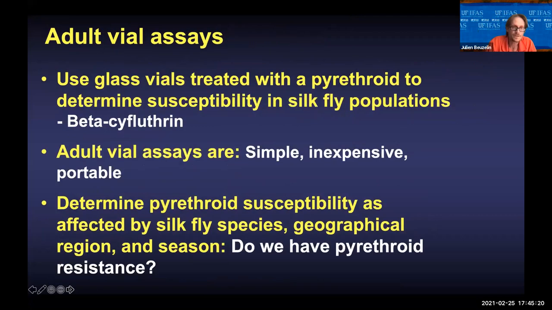However, with sealflies, we still have management issues, even if we're aggressive with all the options that we have. And we're not sure why. And we wonder if we have pyrethroid resistance. So we've developed adult vial assays. It's a method where we use glass vials that we treat with the pyrethroid to coat the inside of the vial. We're using beta-cyfluthrin as our standard pyrethroid. And it's a relatively easy method to implement. And so we've been conducting those assays to determine pyrethroid susceptibility in sealfly populations, to try to answer the question of whether we have pyrethroid resistance.